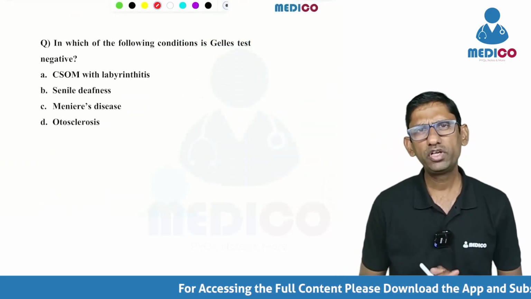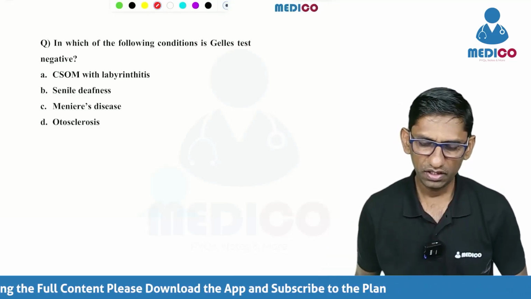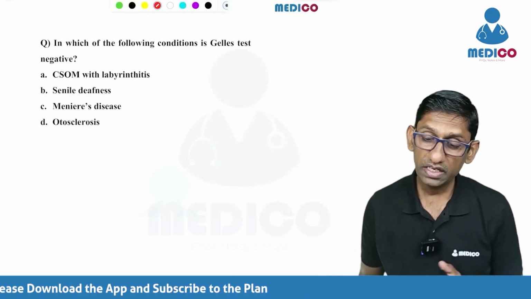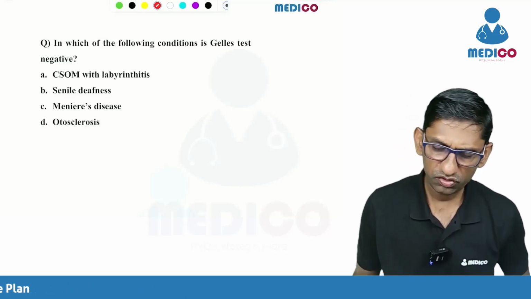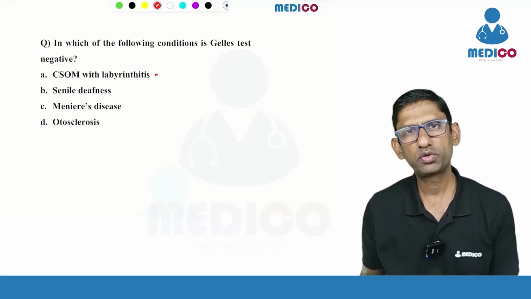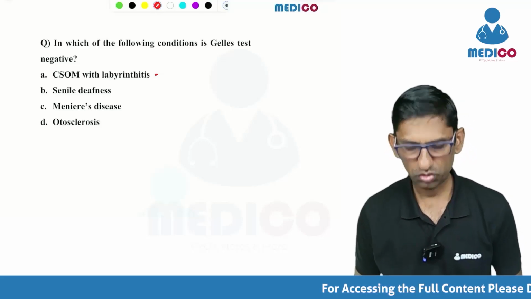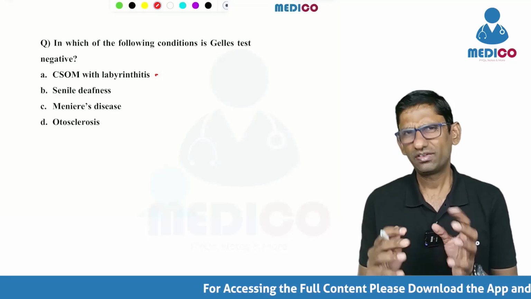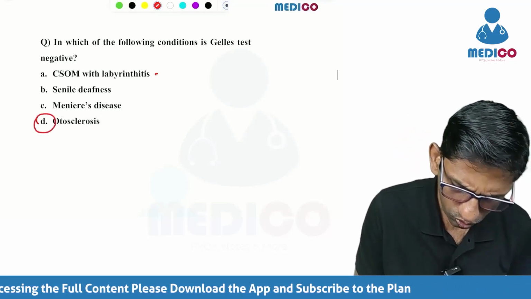And one other tuning fork test which we need to know, many times this has been asked in INICET. In which of the following conditions is Gelle's test negative? CSOM with labyrinthitis, where you get sensorineural hearing loss; senile deafness, presbycusis, sensorineural hearing loss; Meniere's, sensorineural hearing loss; otosclerosis, conductive hearing loss. So that is the one odd man out here. So Gelle's test is negative in otosclerosis.